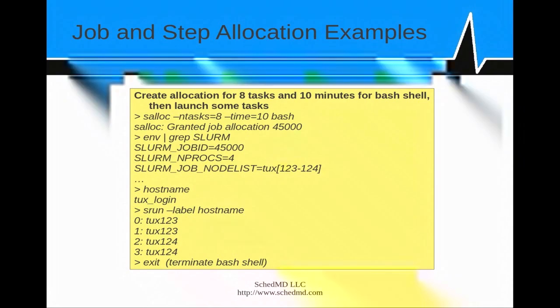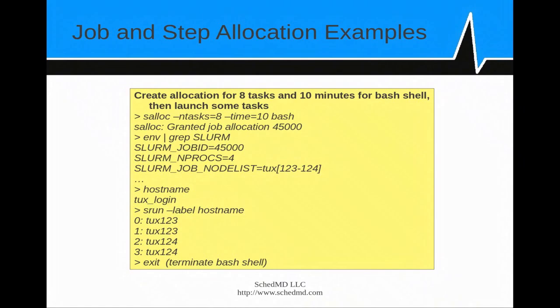NPROCS is the number of processes that have been allocated, and there's a list of nodes that have been allocated. And then if you run hostname, it will print where you actually executed the salloc from, which is where the bash shell is running. So that would typically be a login node. But if you run the srun command from within there, it's going to launch those tasks on the resources that have been allocated to your job, which wouldn't be your login node, but would be a compute node, or in this case 2 compute nodes. And then when you exit the bash shell, that allocation is relinquished.